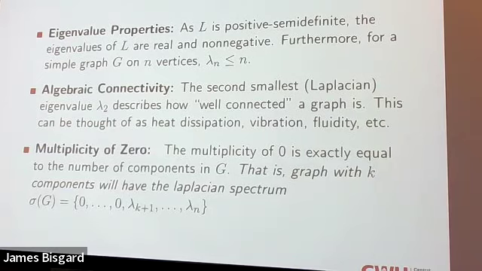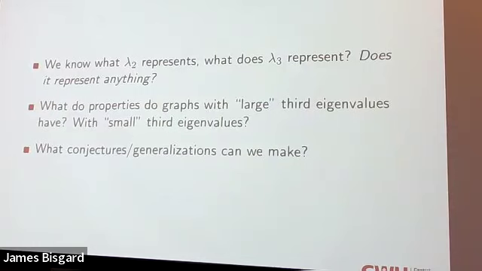So what were we looking at? The big question driving this research was, we know what lambda 2, the second smallest eigenvalue, represents, being the algebraic connectivity. What about lambda 3? And does it even represent anything? That's a big question to ask.